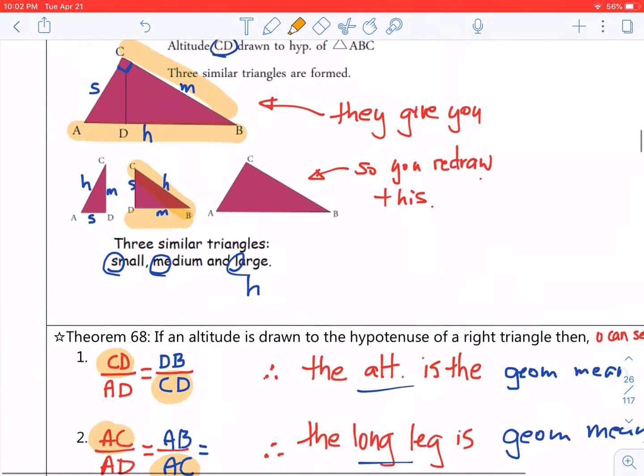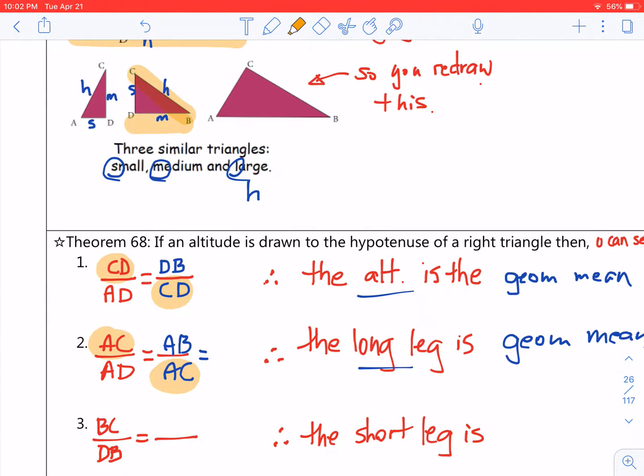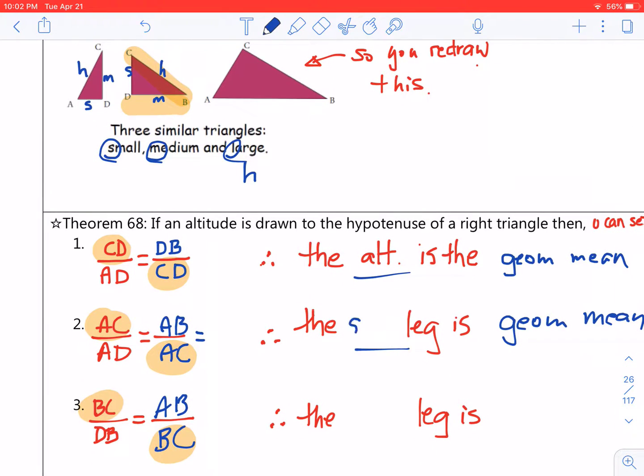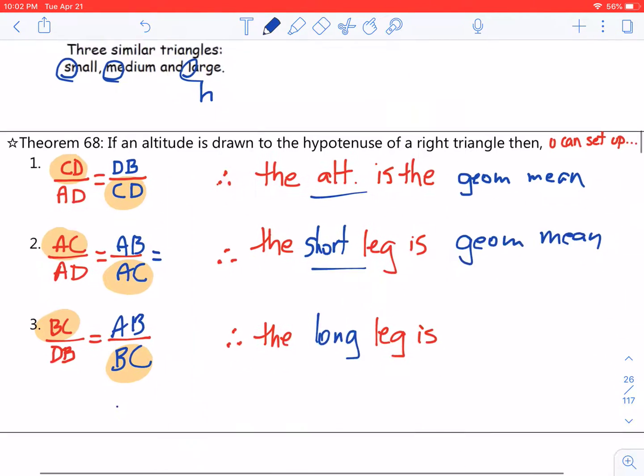And so we start off with the hypotenuse, so AB is to BC. Again, note BC. In this case, I guess I got these words turned around, don't I? This is AC is the short leg. And the long leg, in this case, is the geometric mean.